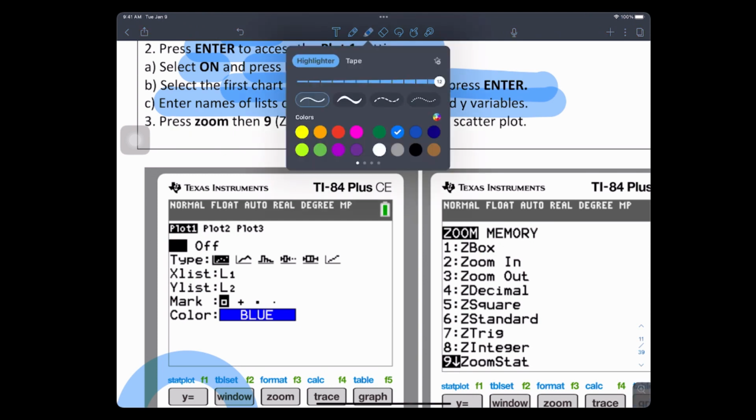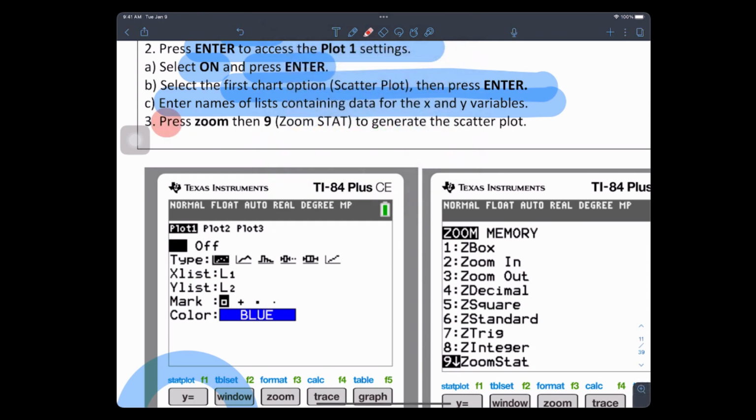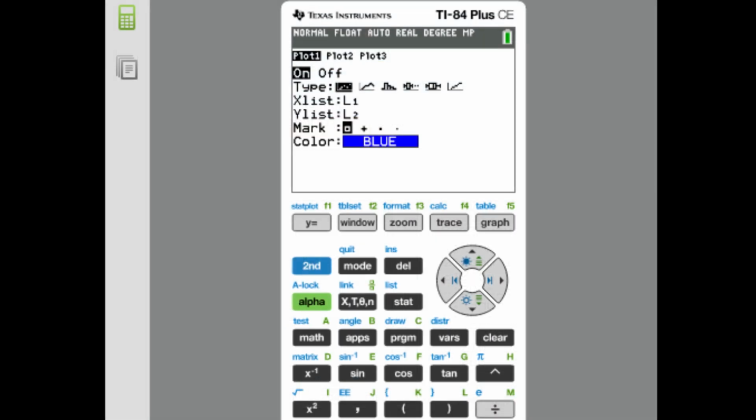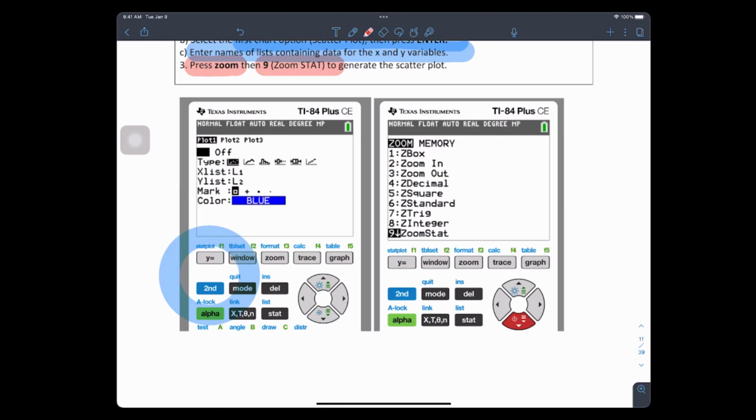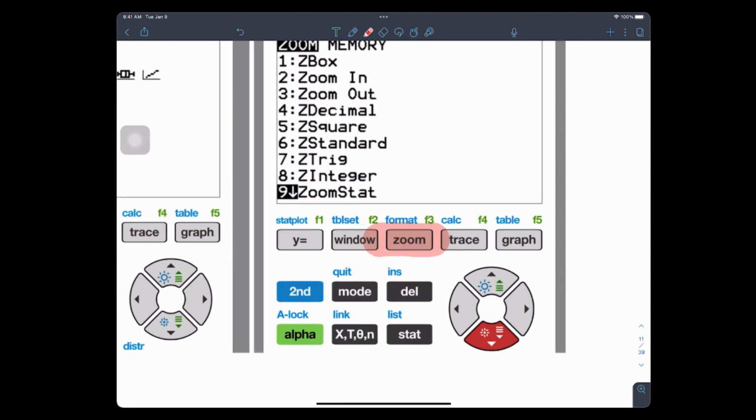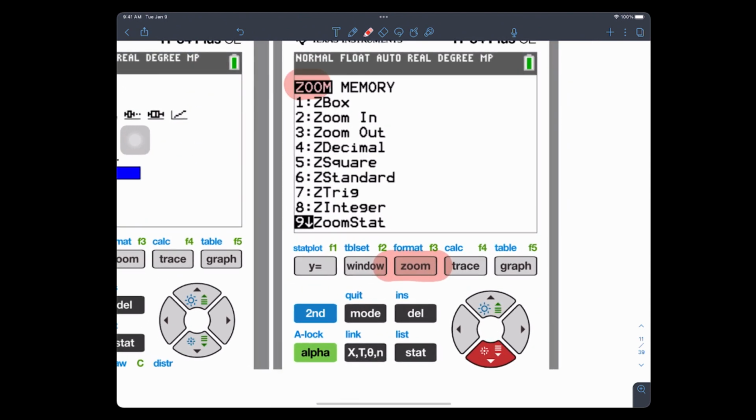But now I want you guys to do this. You press zoom, then 9, zoom stat. All righty. What does that mean? Here's what that means, ladies and gentlemen. Let me go back over here to let you guys know in the notes. Zoom is right here. So once you hit zoom, you're going to select zoom stat, number 9.